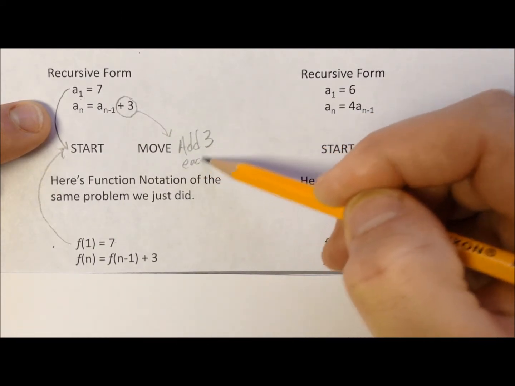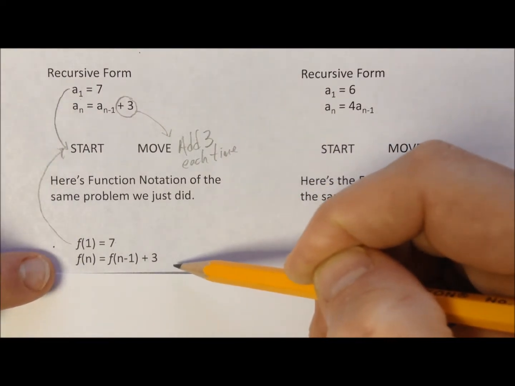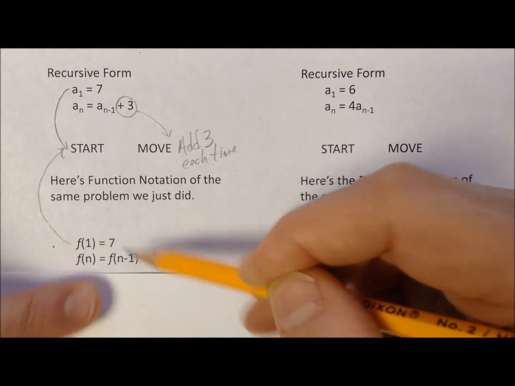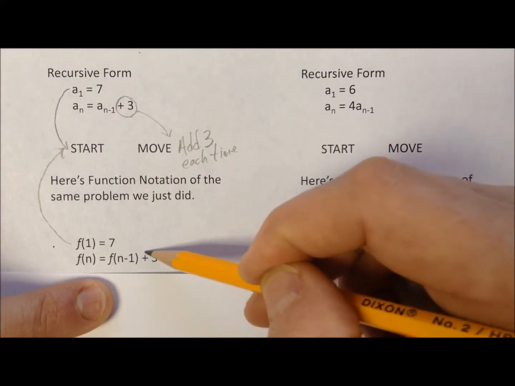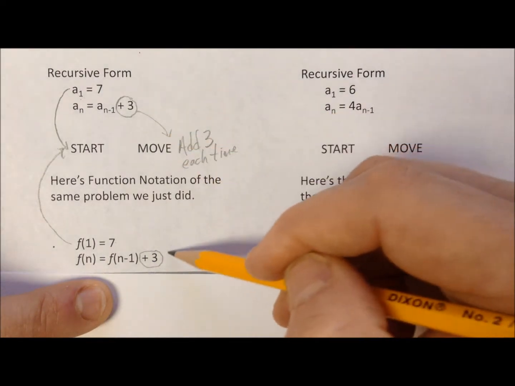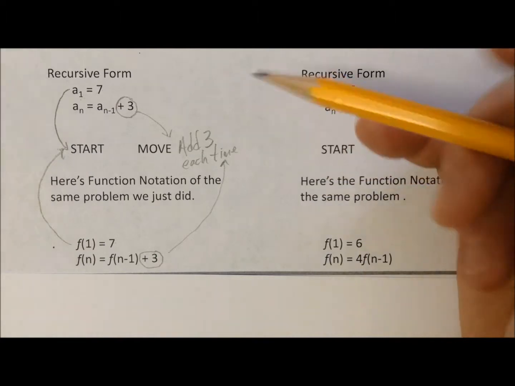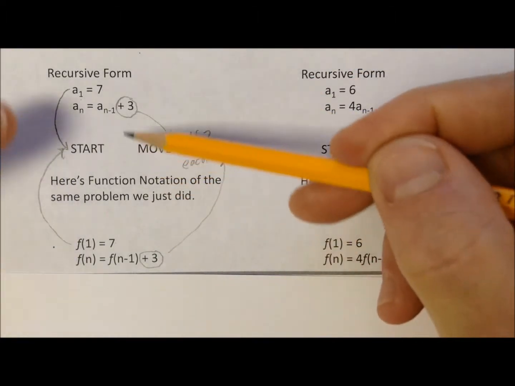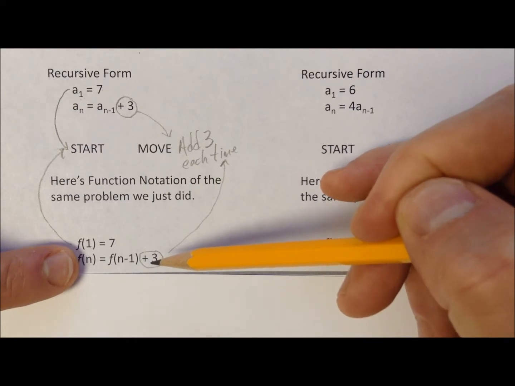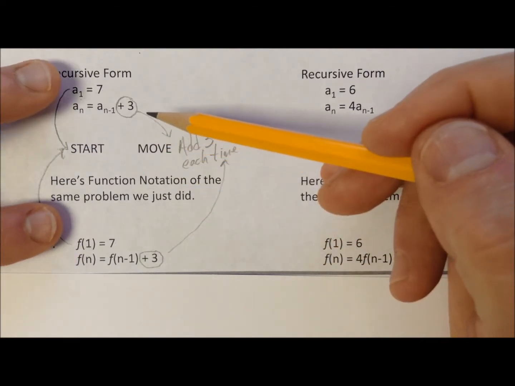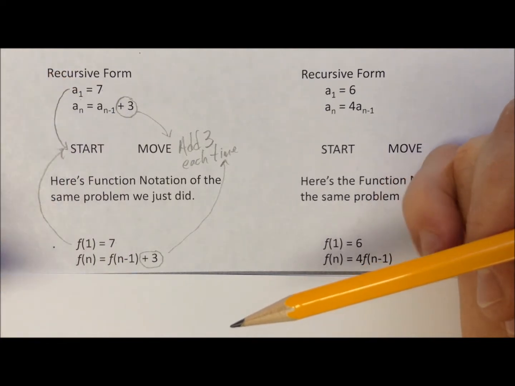Add 3 each time. Is there something down here that tells me the same thing? Yeah. Okay. If I look at the very tail end right here, I see a +3 as well, which is also going to tell me to add 3 each time. So I want you to be able to take a look at these two forms, recursive form and function form, and notice that it really does tell you the same thing. It tells you where to start, and then it tells you how to move.